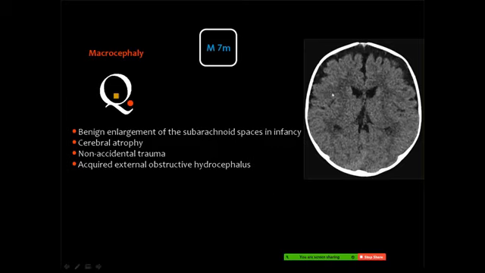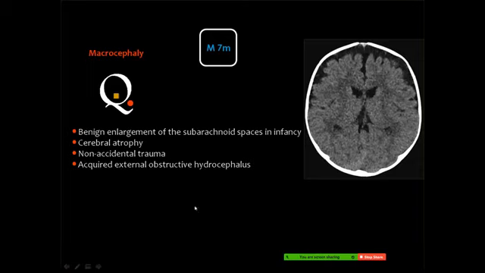But in the absence of hydrocephalus, and you can see that the frontal and parietal subarachnoid CSF spaces are wide but the ventricles are normal, this is known as benign enlargement of the subarachnoid CSF space in infancy, and this resolves spontaneously at the age of 2 years.